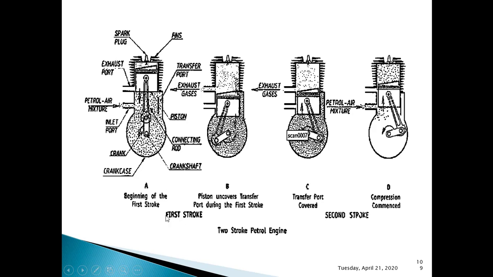You can see that this is the first stroke. These two diagrams will belong to this first stroke. Next, that is the second stroke, and these two diagrams represent the second stroke. So this is what you can see there.